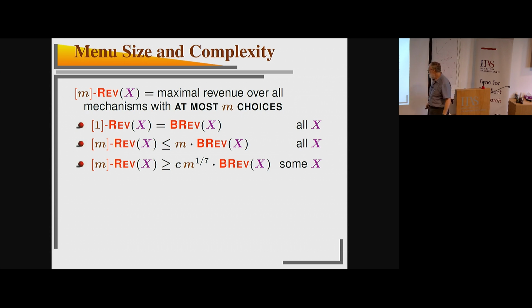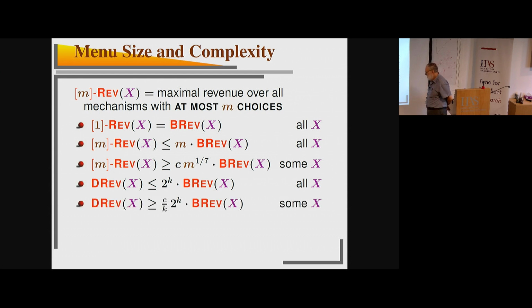Now, look at deterministic mechanisms. Deterministic mechanisms have menu size 2 to the power k minus 1. Let's ignore the minus 1, because the possible allocations are all subsets of the k items, so there are 2 to the power k. So DREV is clearly less than what you can get when you restrict the menu size to 2 to the power k. That's true for all x.